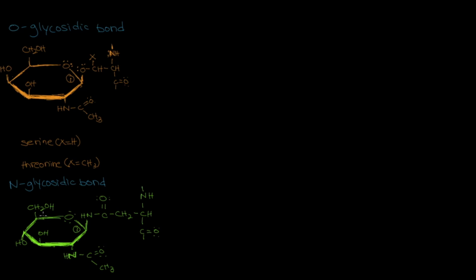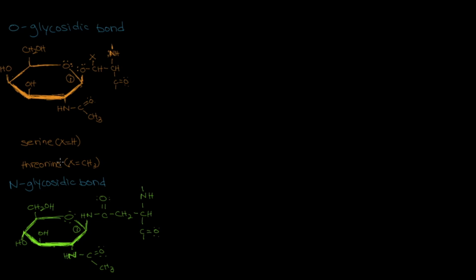Now, the way that the cell knows which amino acid needs to be glycosylated depends on the amino acid sequence around either the serine, threonine, or asparagine amino acids. And the way that the cell knows which amino acid needs to be glycosylated also depends on the structure of the protein that's being glycosylated.